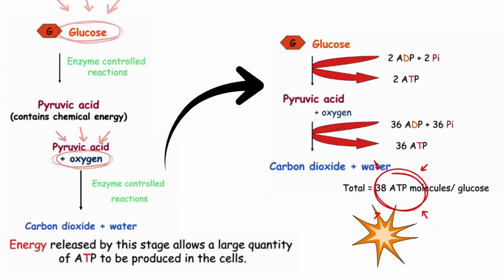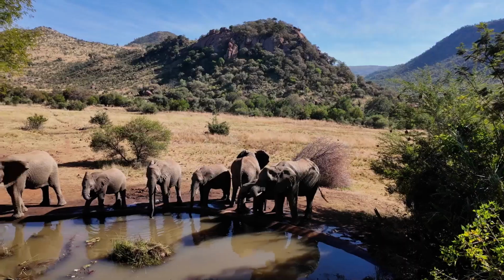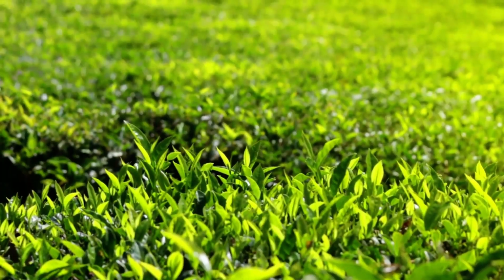Because oxygen helps break down glucose completely, aerobic respiration is very efficient and produces about 36 to 38 ATP molecules per glucose molecule. This is the main way humans, animals, and most plants release energy.